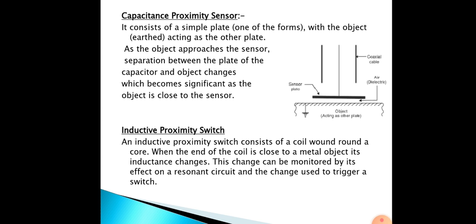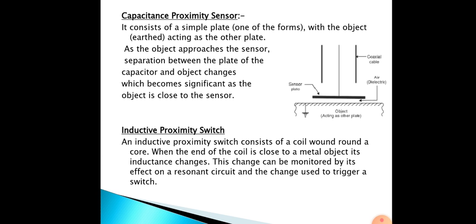The next one, inductive proximity switch. An inductive proximity switch consists of a coil wound around a core. When the end of the coil is close to a metal object, its inductance changes. This change can be monitored by its effect on a resonant circuit, and the change used to trigger a switch. It can only be used for detection of metal objects.